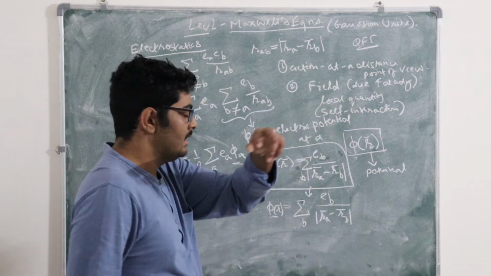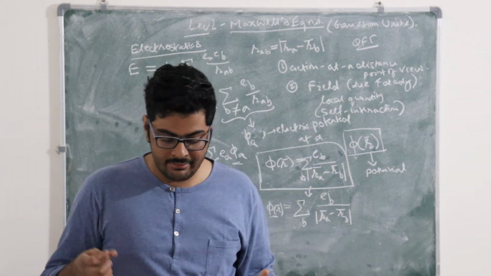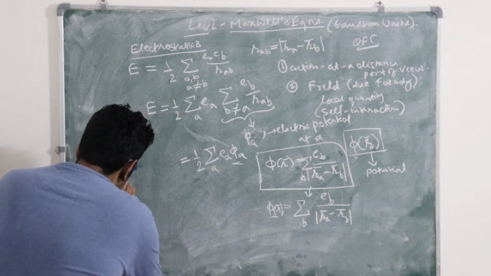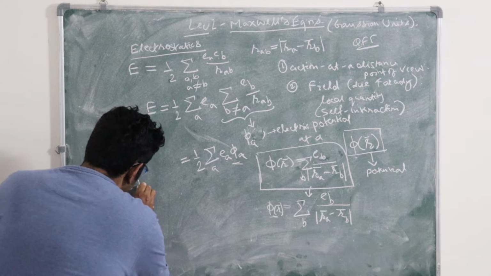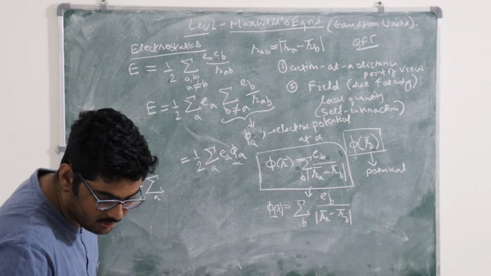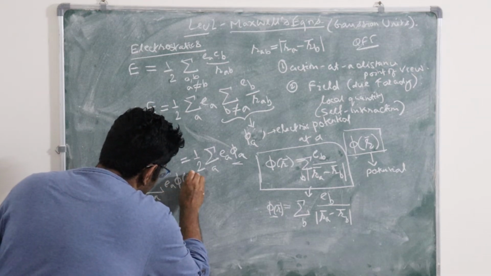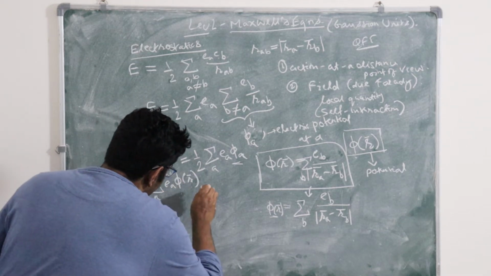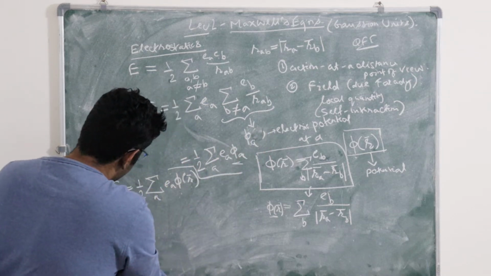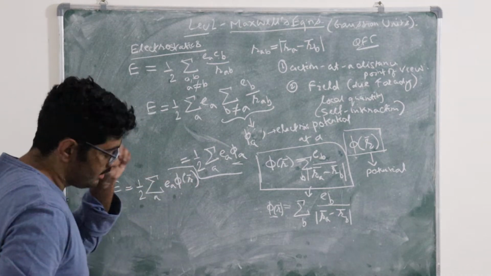There is always a chance of self-interaction. So what happens in self-interaction? Self-interaction is basically the energy. The interaction energy can now be written as summation over A, EA phi of R, summation over A EA phi of R.